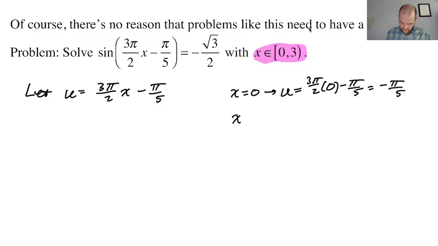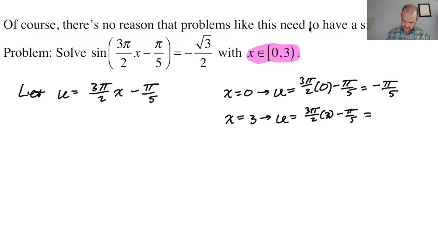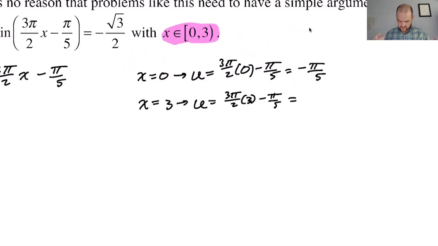And if x equals 3, then u is going to be 3 pi over 2 times 3 minus pi over 5, which is 9 pi over 2. I need to write it. 9 pi over 2 minus pi over 5. So 45 minus 2 is 43 pi over 10.